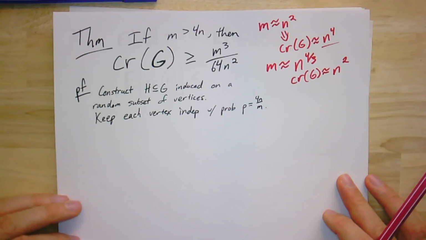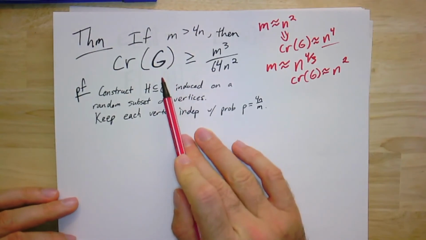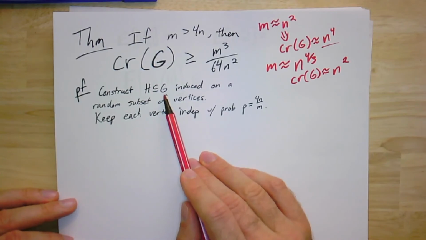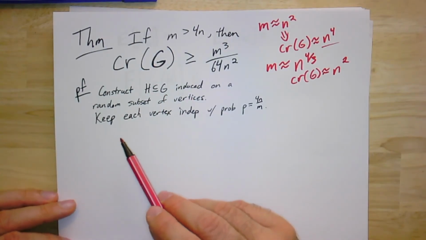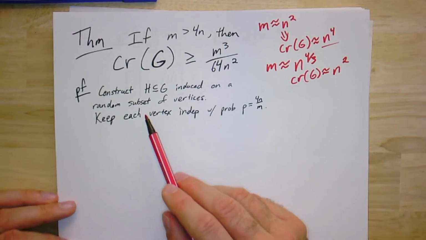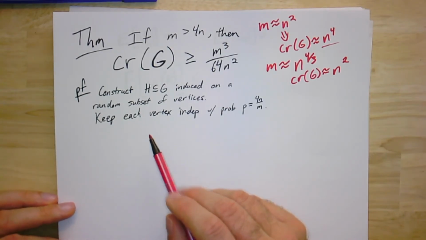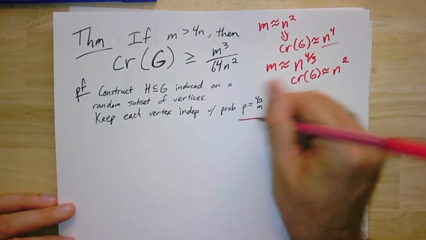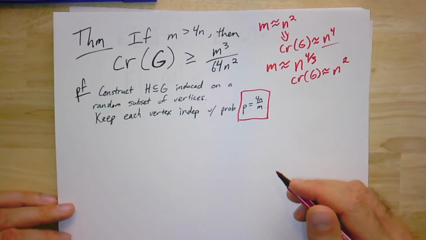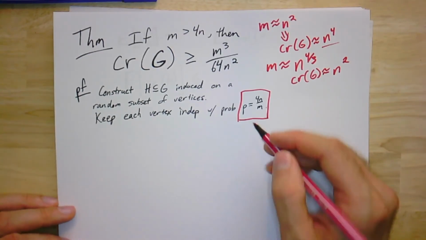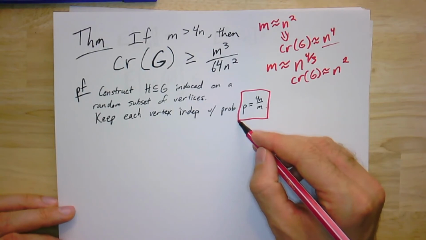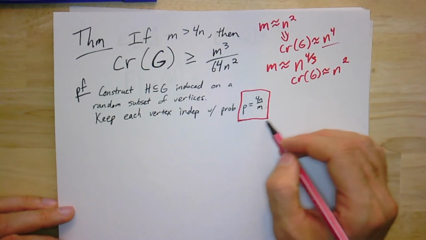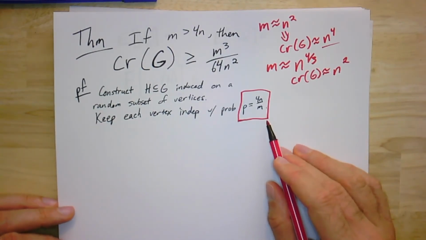Okay, so the idea is we're going to take our graph G and we're going to take subgraphs of G. So H is going to be a subgraph of G, and it's going to be an induced subgraph. And the way we're going to form it is just pick a random subset of vertices. So for every vertex in G, we pick a probability p equals 4n over m, and we keep that vertex with exactly this probability. Now this looks like magic right now, but you'll see that this turns out to be exactly the right choice to get the bound we want.